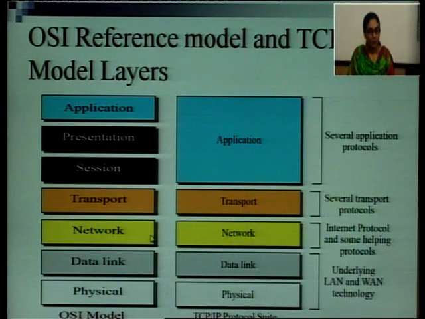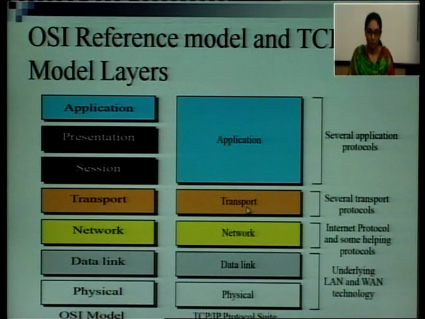The network layer in the OSI model is the same as the network layer present in the TCP/IP protocol suite, but in the case of the TCP/IP protocol suite, we use the IP protocol for routing the packets from source to destination. So the main protocol used in the network layer is the IP protocol. For supporting the IP protocol so that reliable communication can be done, we have some helping protocols which are used for the packet to route reliably from source to destination.